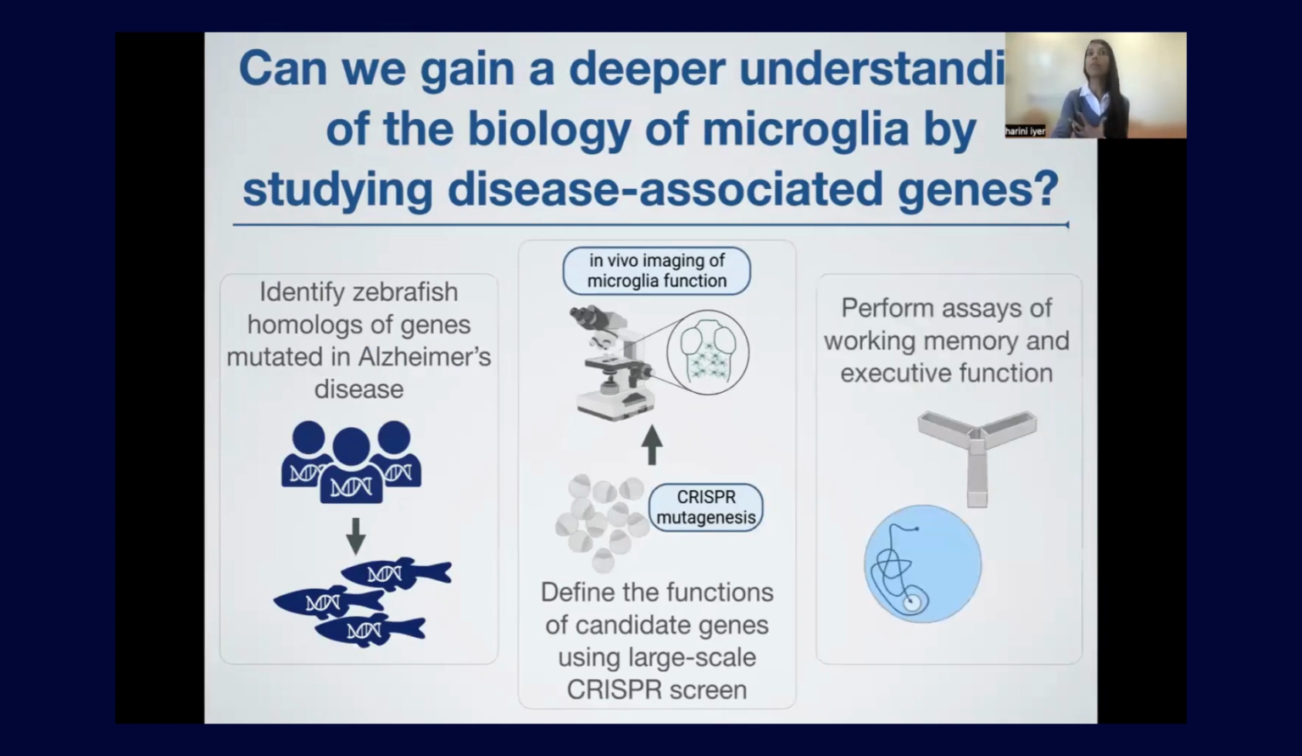We will follow this up with behavioral assays of working memory and executive function in these animals to link microglial activity to neuronal circuits. Thus, Project 2 has the potential to reveal novel functions for disease-associated genes, as well as uncover important and interesting biology of microglia and macrophages.